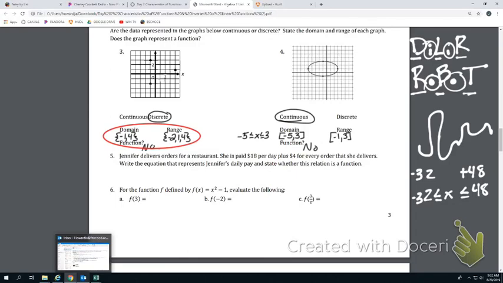Going down to number 5. You've got some girl that delivers for a restaurant. She's paid $18 per day, $4 for every order. So on this, which one of these equations represents this situation? The first one or the second one? Raise your hand if you think it's the first one. Raise your hand if you think it's the second one.